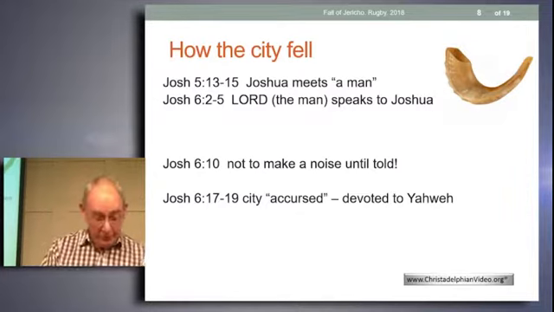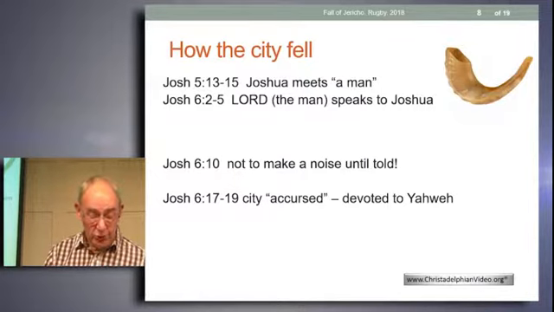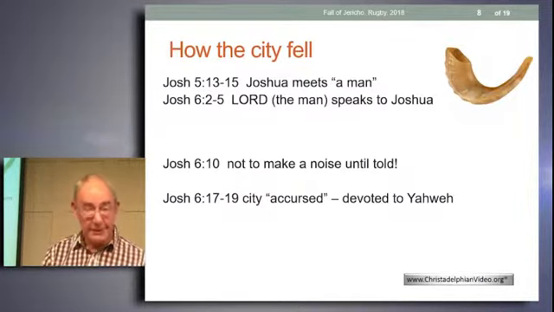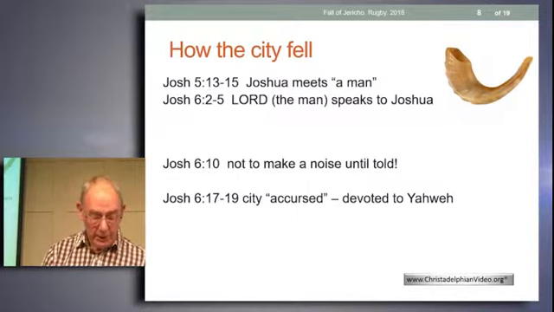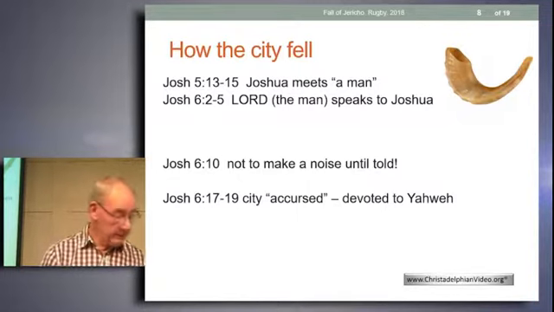So, we read what they actually did in verse 20. The people shouted when the priests blew with the trumpet. And it came to pass when the people heard the sound of the trumpet, and the people shouted with a great shout, the wall fell down flat, so that the people went up into the city, every man straight before him, and they took the city.